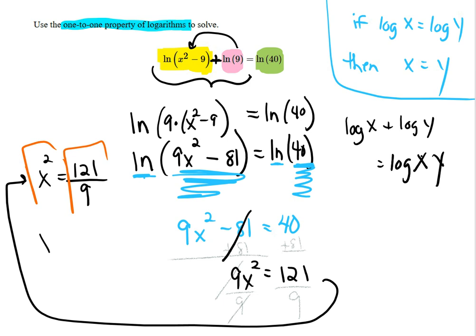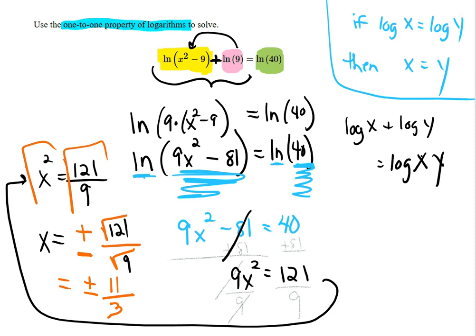Then I will have to square root both sides, but remember you're supposed to have both a positive and a negative of whatever the square root of 121 over 9 is. Now you're going to take the square root of both the numerator and the denominator separately. So these are going to equal a positive or a negative. The square root of 121 is 11 and the square root of 9 is 3.